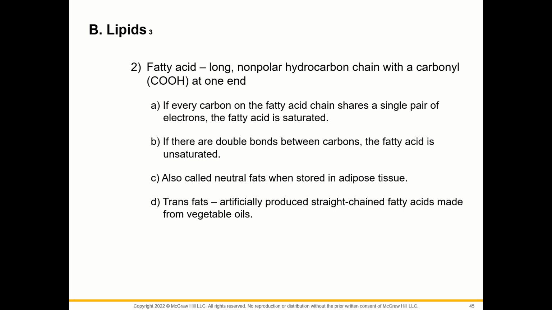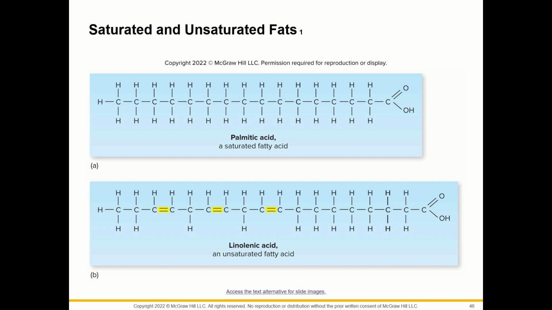Trans fats are artificially produced straight-chained fatty acids made from vegetable oils. Like partially hydrogenated oils are like trans fats. And there's a big write-up in your book on the lifestyle application of trans fats. They behave like saturated fats in the body and can lead to heart disease.